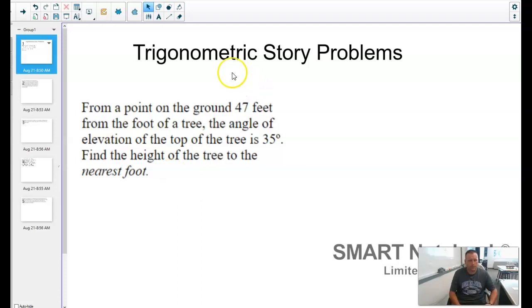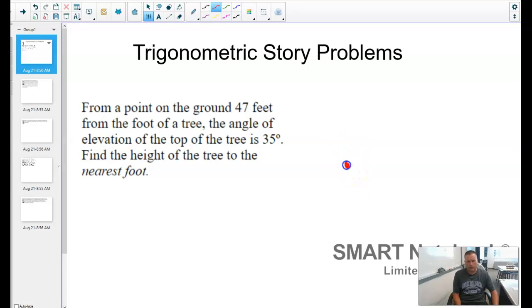I draw a picture just to make sure I've got the right angle. Because the other thing is, if you for some reason didn't get what you're supposed to get, then at least you can look at your diagram, your drawing, and then you'll know whether or not it's the right thing. So, we've got a point on the ground, 47 feet from the base of a tree. The angle of elevation to the top of that tree is 35 degrees. What's the height of that tree?